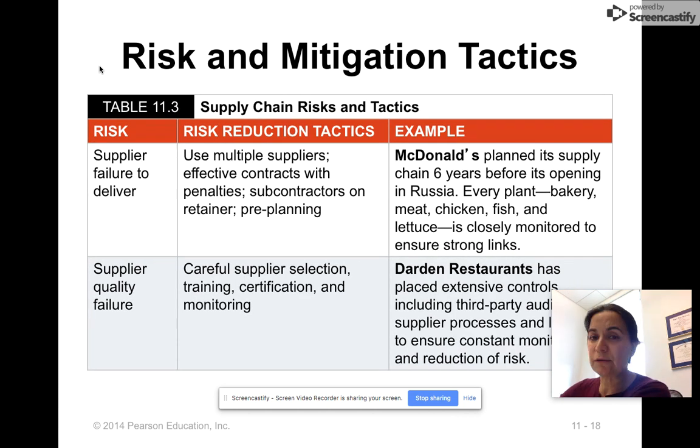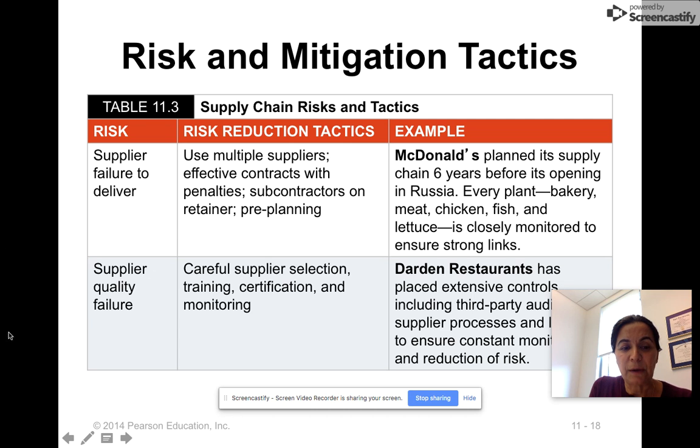In your book, let's go to example table 11.3 and give you some examples. We go bit by bit so you can see an idea of these risks. The first is supplier failure to deliver, and the risk reduction tactic is to use multiple suppliers. The example is McDonald's. When they were going to go to Russia, they made a plan 6 years before they opened their plant, and everything was monitored to ensure that they had the local suppliers to get tomatoes and lettuce and meat so that they could have a McDonald's in Russia.